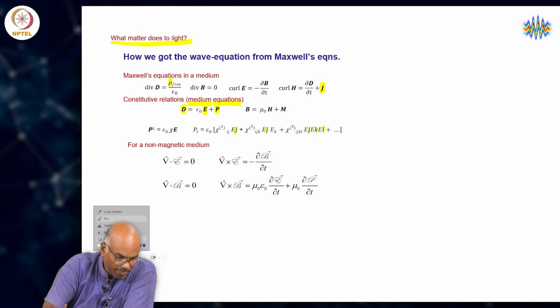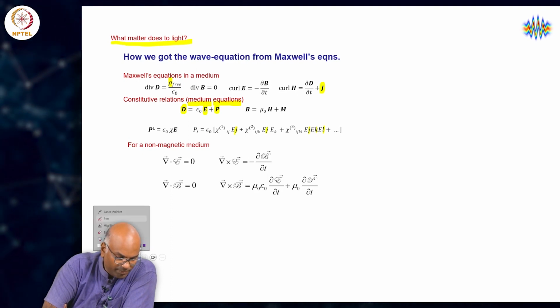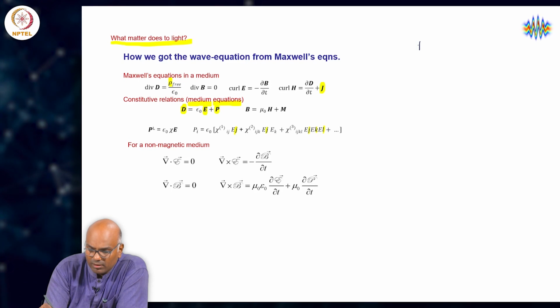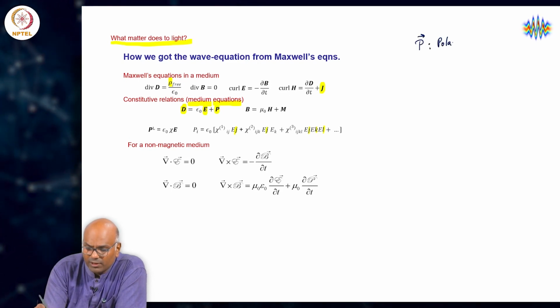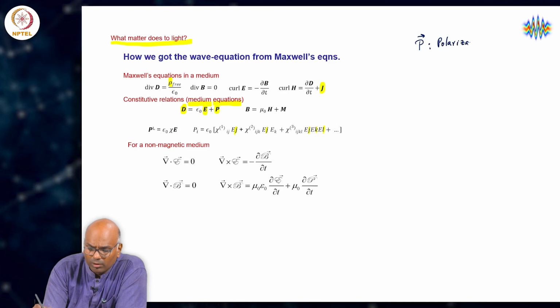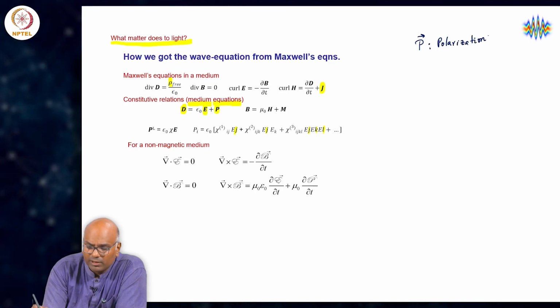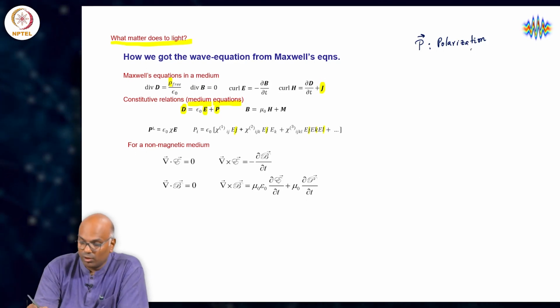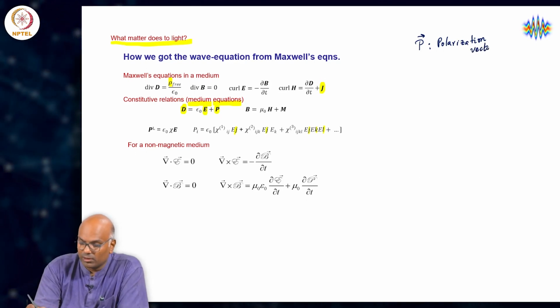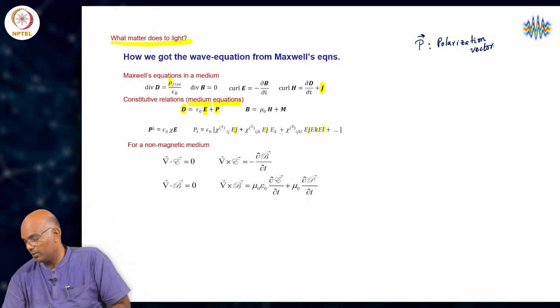Now, the name polarization is a little unfortunate because we have a certain connotation for polarization in optics which we use regularly. So, this is not just polarization, we should call this the polarization vector.